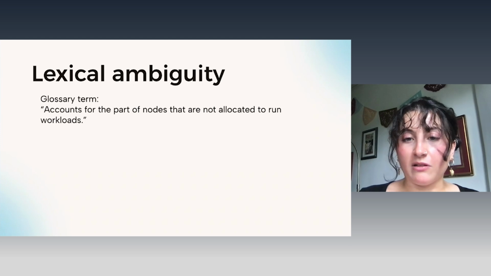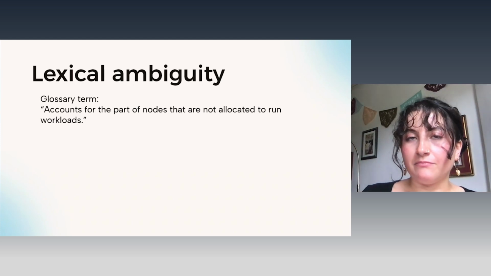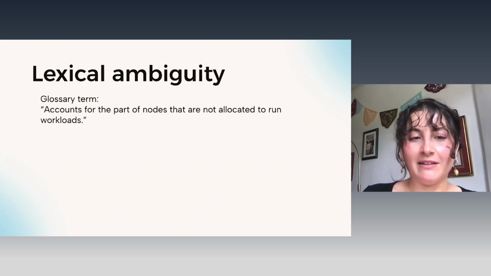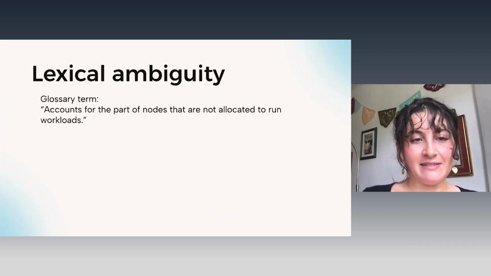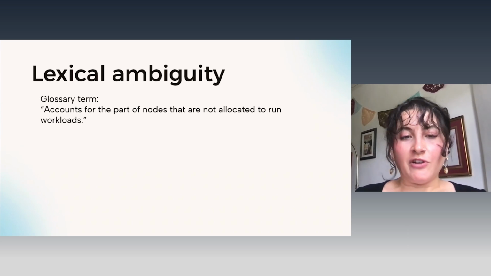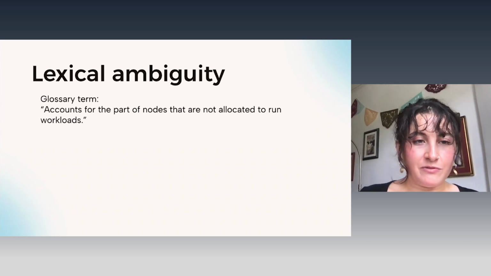So it was a definition for a glossary term, and I don't have the glossary term name here because it's not relevant and just for privacy. But you can imagine there was a glossary term, and then this sentence is the definition: Accounts for the part of nodes that are not allocated to run workloads.